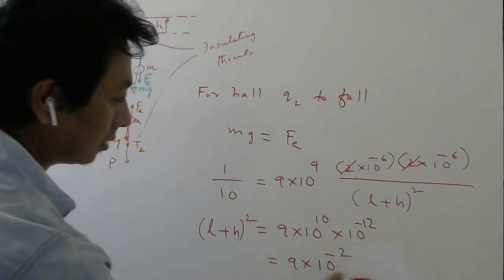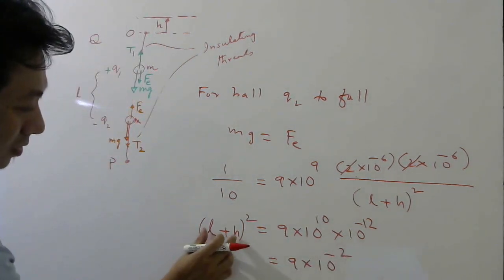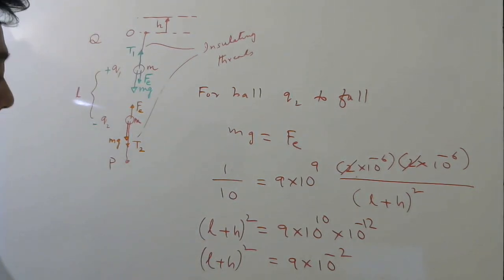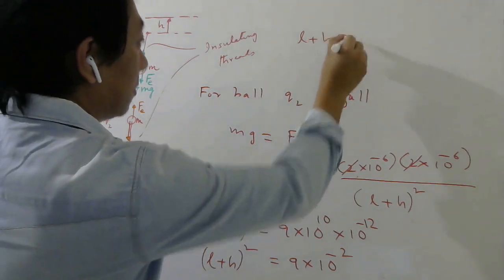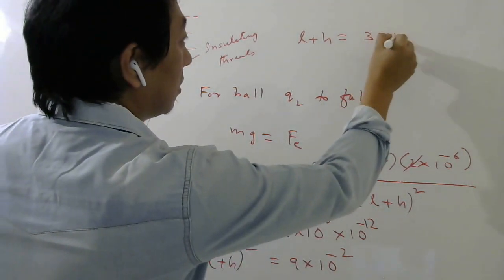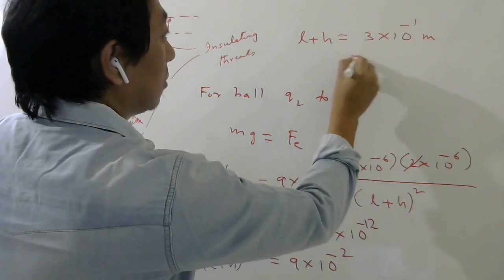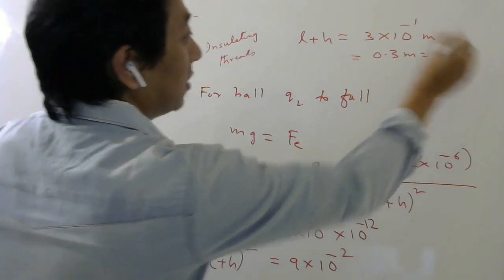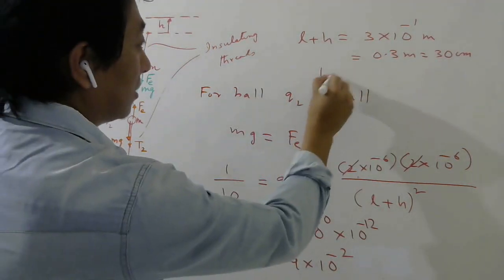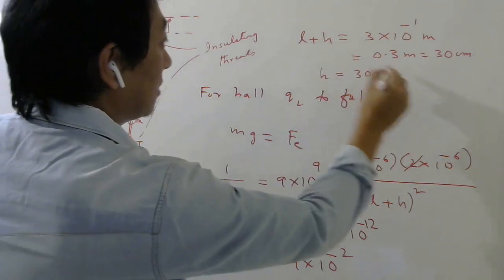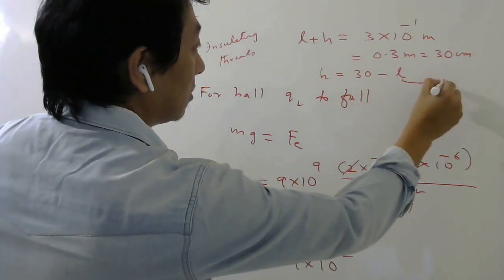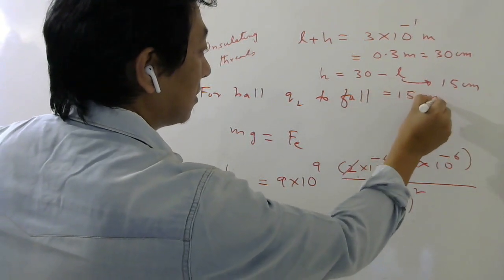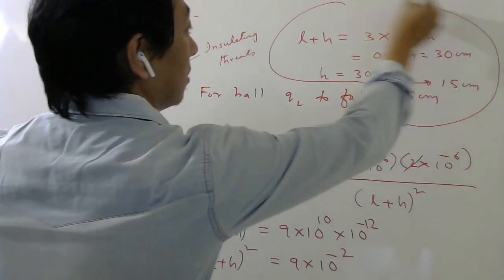So let us not write unit. Actually it will be meter square because this is distance square, right? So L plus h whole square. Now you take the square root. So L plus h will be the square root of this, which will be 3 into 10 power minus 1 meter, which is 0.3 meter, which is 30 centimeter. And they are asking h. So h will be 30 minus this L. And L was given how much? 15 centimeter. So 30 minus 15 centimeter will be 15 centimeters. Okay, so this is the answer.